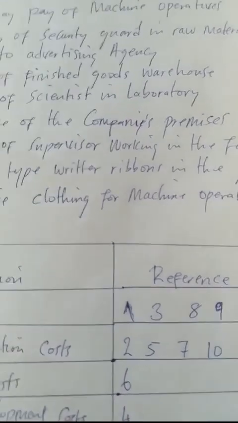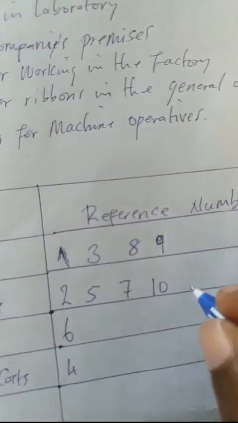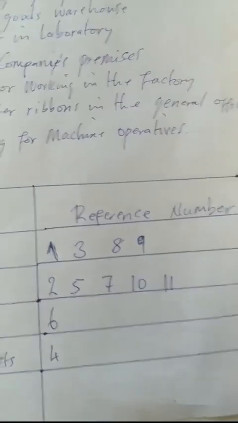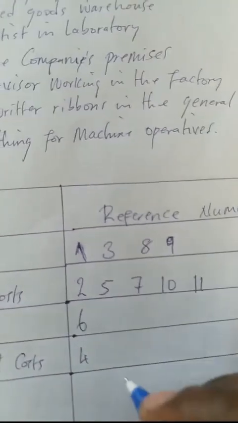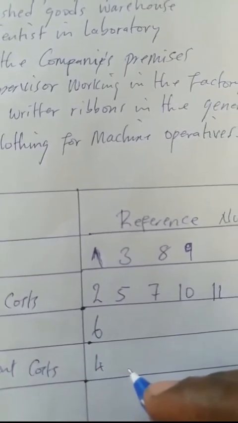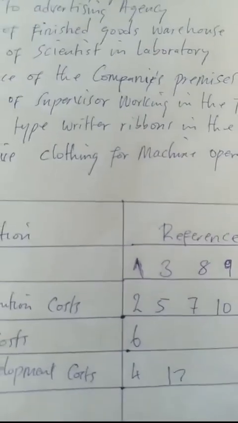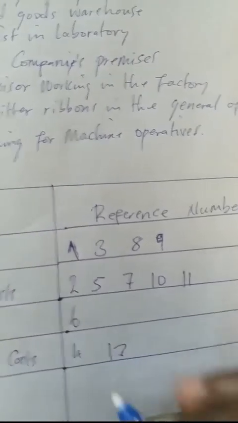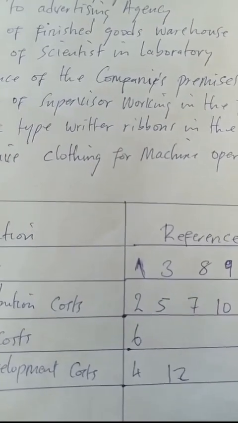You put it there. Number 11, rent of finished goods warehouse. Number 11, rent of finished goods warehouse, selling and distribution. That's number 11 there. Then number 12, salary of scientist in laboratory. Of course, that's under research and development. Salary of scientist in laboratory, that's our 12. Our 12 will be here, number 12.